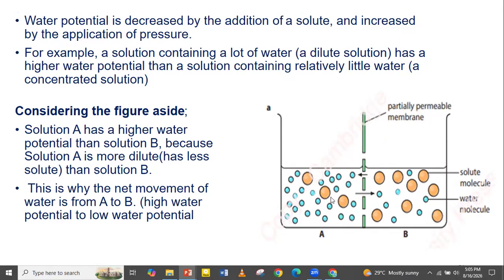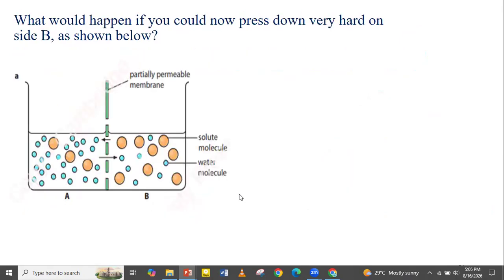Now, we are going to expect net movement of water from A to B because A has a higher water potential than B. How about if you apply pressure? Assuming you apply pressure on the solution in B. When you apply pressure on the solution in B, that pressure is going to be squeezing these water molecules, so they are going to move more. And that raises the water potential. The application of pressure to a solution raises its water potential.